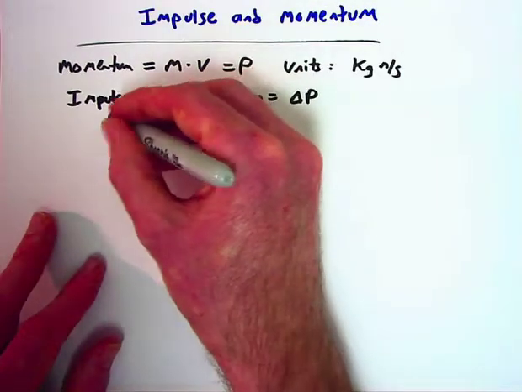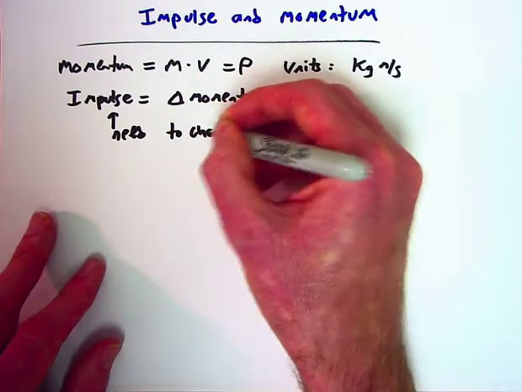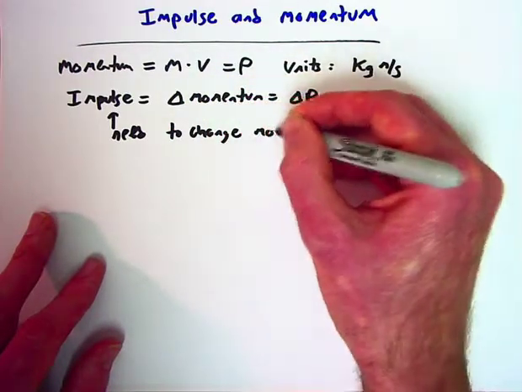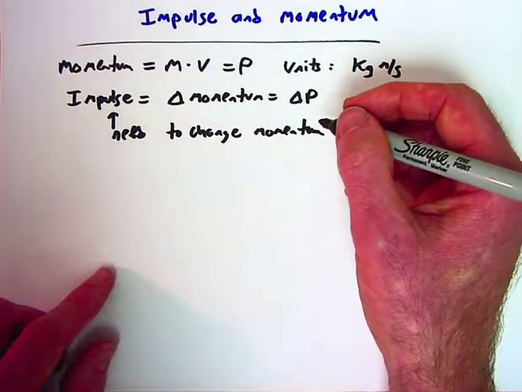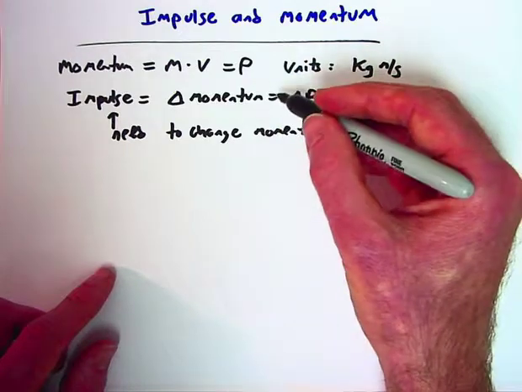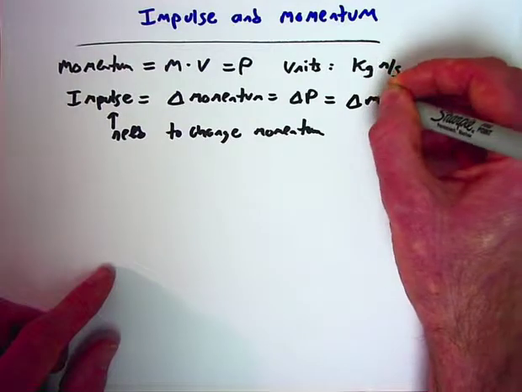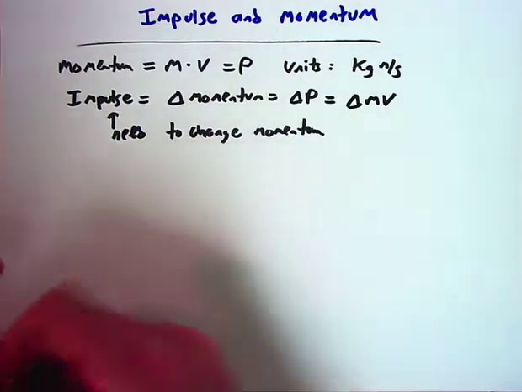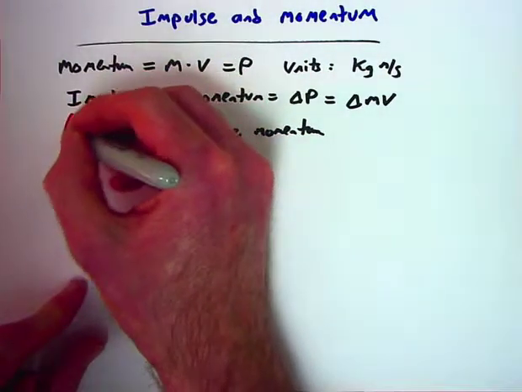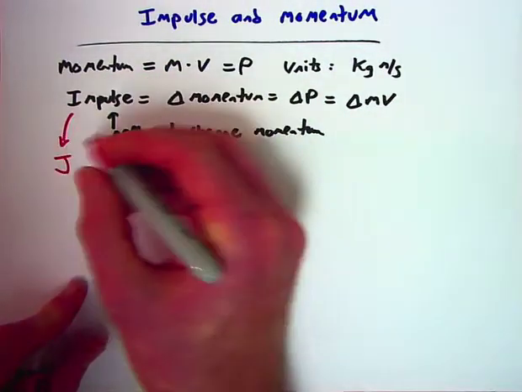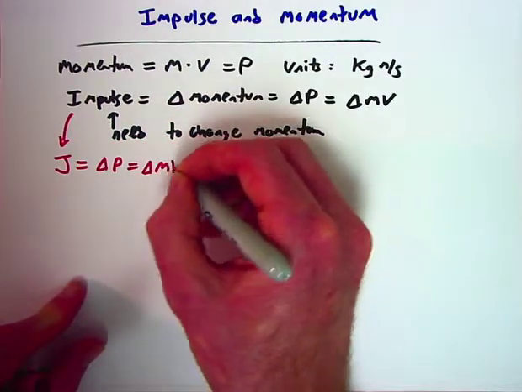In other words, you need an impulse in order to change your momentum. You need an impulse, sort of almost like a force, but it's specifically related to momentum. And so we can write this up here as change in mv. The symbol for impulse, you'd want it to be I or something like that, but impulse is actually J. So we have J is delta P or delta mv.